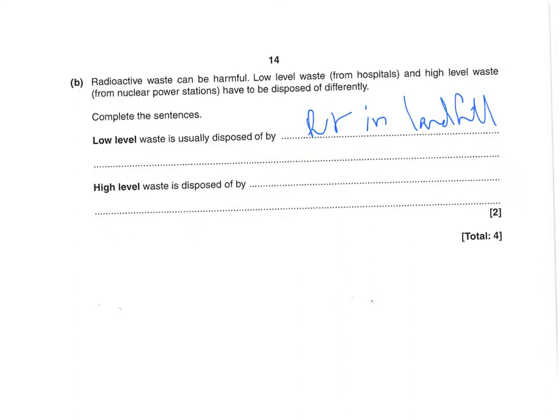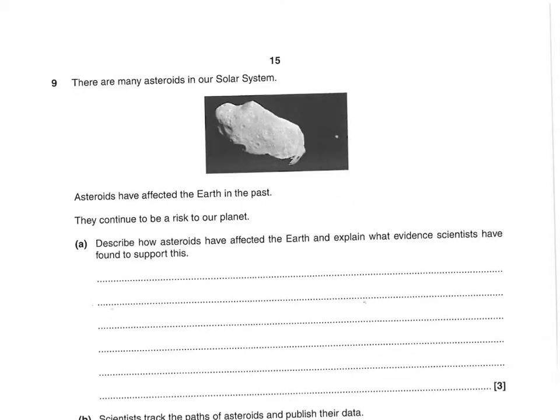So 1 mark for the top one for putting in landfill, or rubbish tips, or waste sites, or waste dumps. And the second mark is for all those things you could have said, so encasing it in glass, or putting it deep underground, or storing in a sealed container. Or we could say transform it into a non-toxic form of waste. So yeah, any of those. Next question.